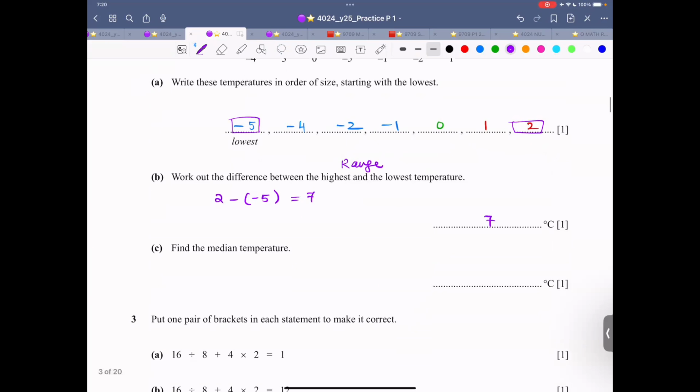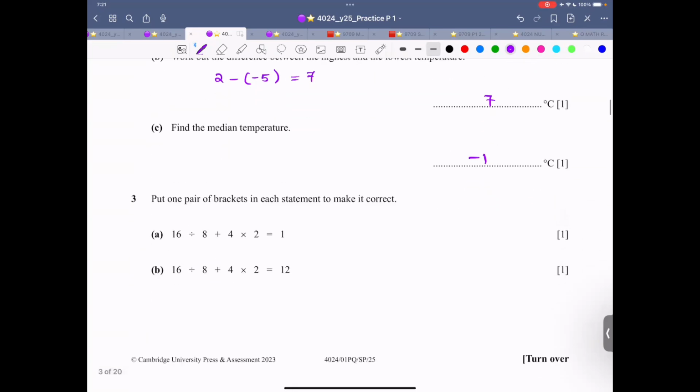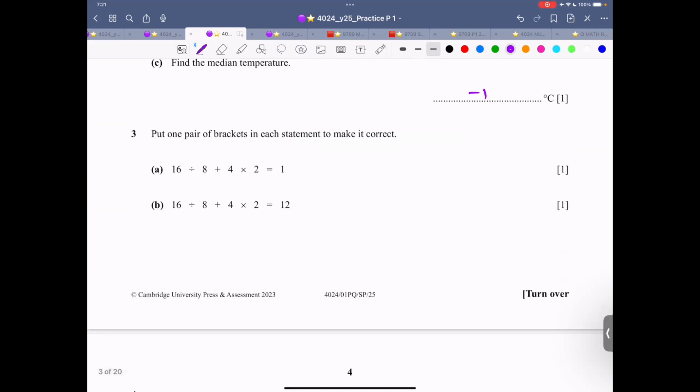Find the median temperature. The one in the middle, that's the median temperature. 1, 2, 3, 4, 5, 6, 7. So this is the one in the middle, that's the mid value. So therefore, -1 is the median. Now, these questions are kind of tricky. You have to do it by trial and error.